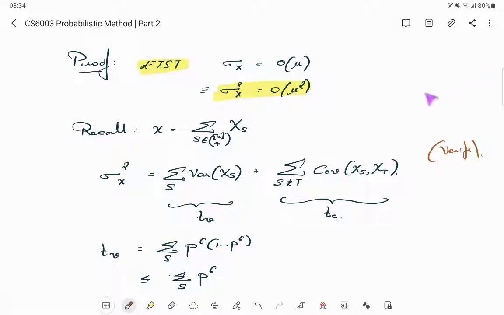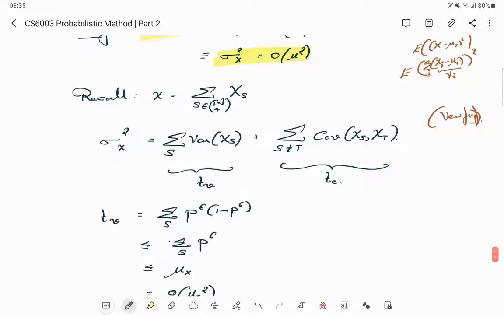Try to verify this by taking the expectation of x minus mu x, the whole squared. Write x minus mu x as the sum of x_i minus mu_i, the whole squared, and take its expectation. Treat these as individual terms. Don't expand this. Call these y_i maybe, and then you'll be able to prove this formula. But do that as an exercise if it is not obvious to you.